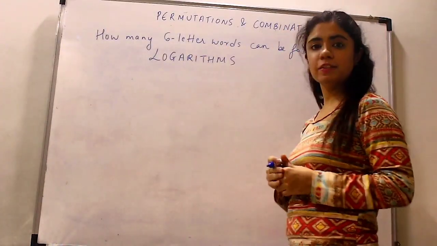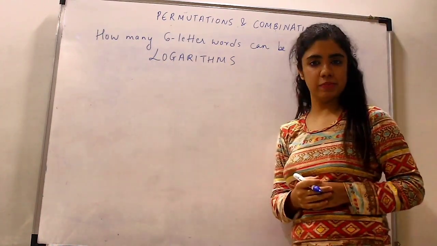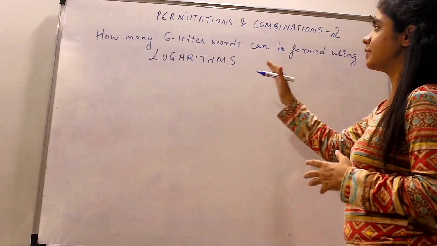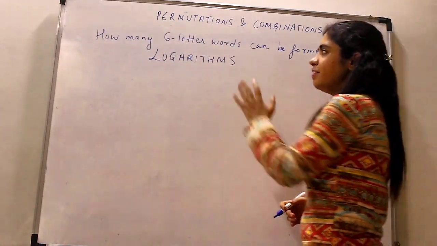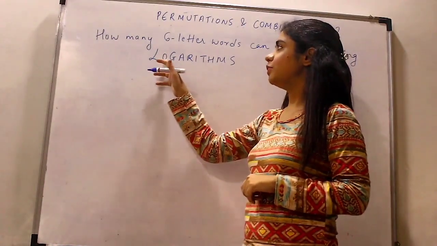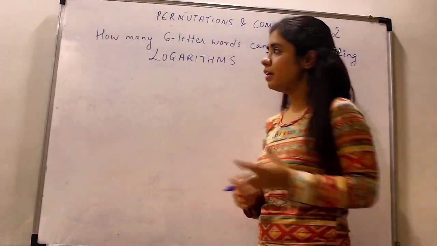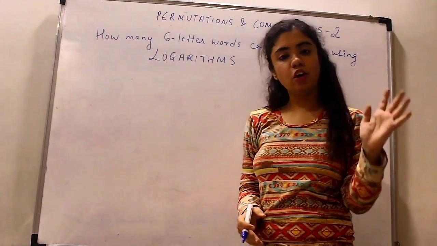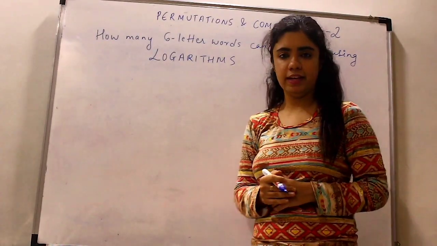How many 6-letter words can be formed using the word "logarithms"? Okay, now understand. First of all, we'll find out how many letters are there in logarithms. So you have 1, 2, 3, 4, 5, 6, 7, 8, 9, 10. 10 letters. They are all different letters. They are all distinct letters. There is no letter getting repeated, right?